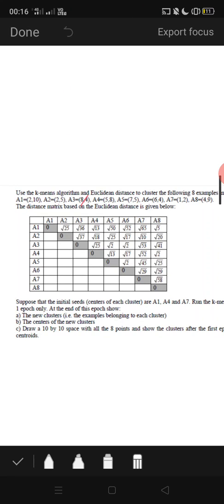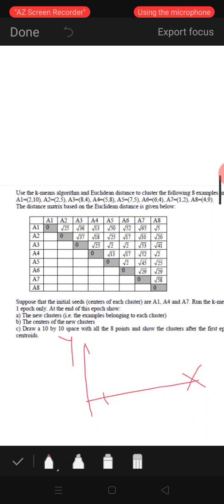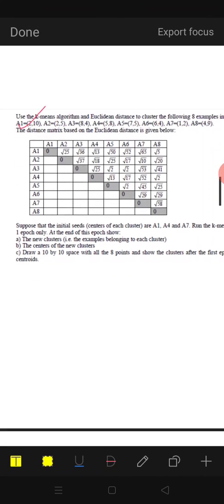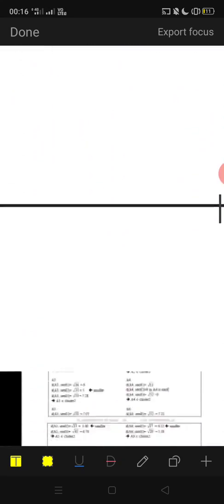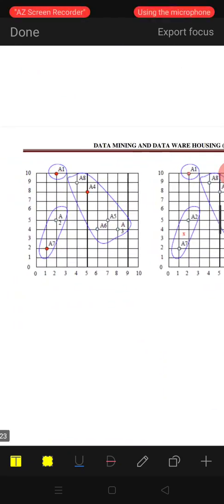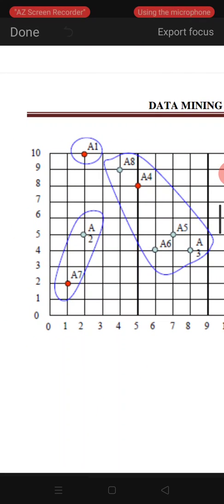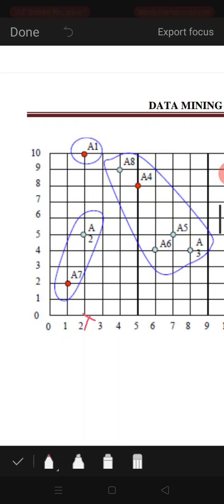First I'll teach you the shortcut. Write the x-axis and y-axis like this, and mark the points 1, 2, 3, and so on. The first one is A1, which is 2 10. This is the x-axis and this is the y-axis. A1 has x-axis 2 and y-axis 10. This is A1.